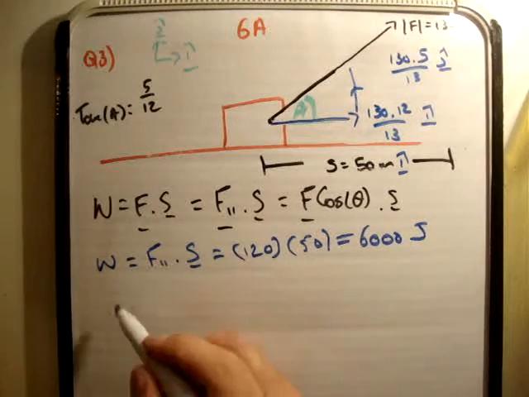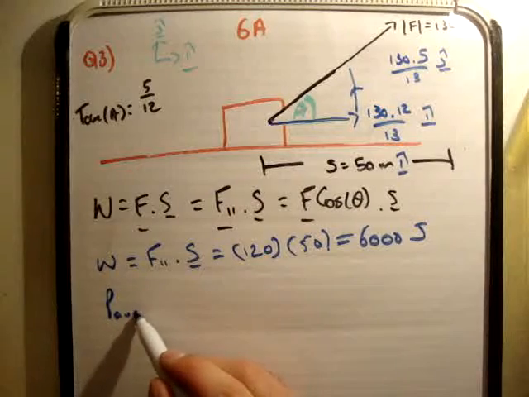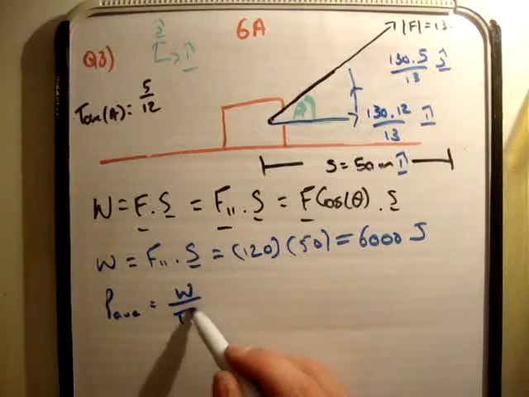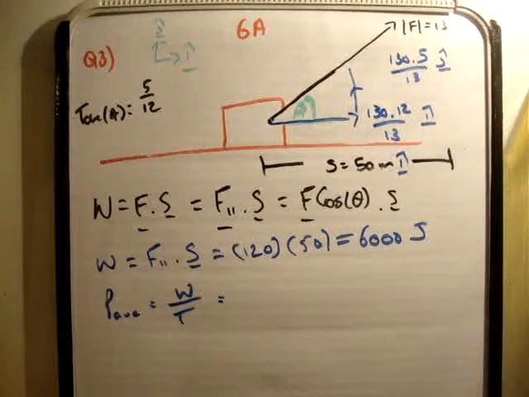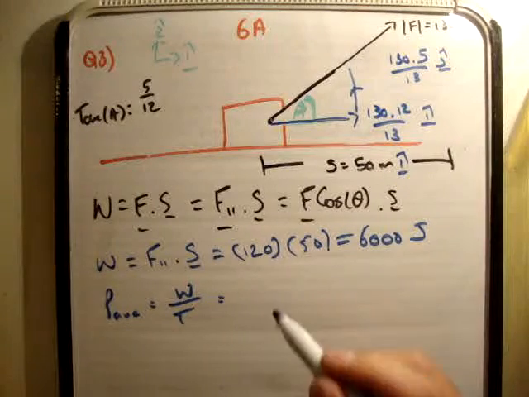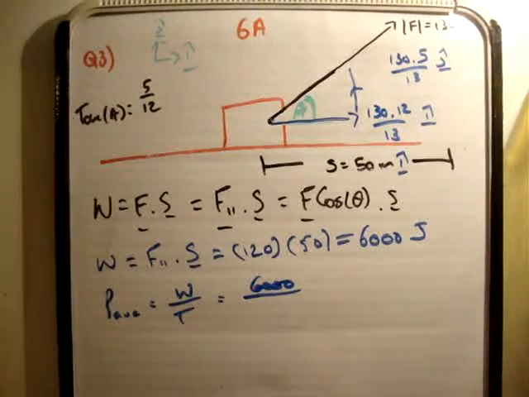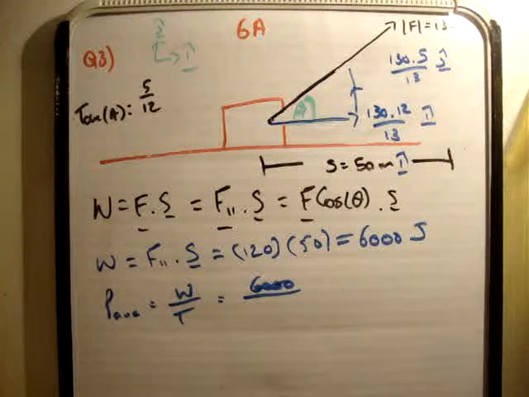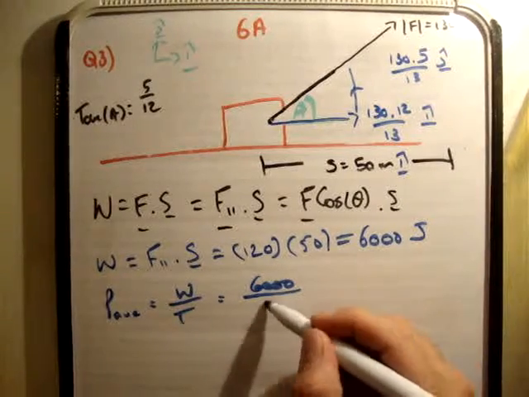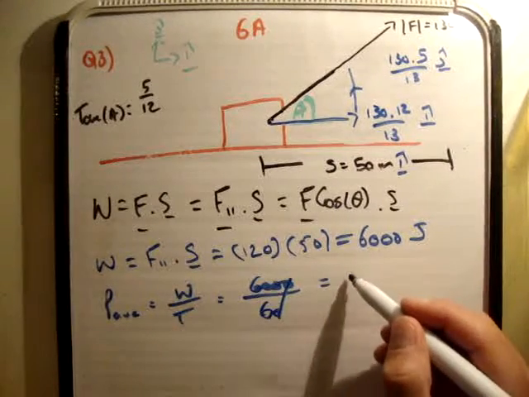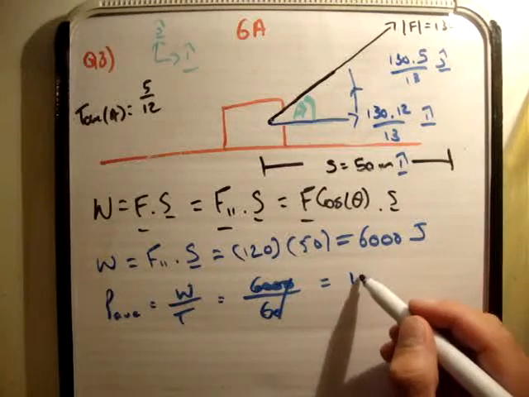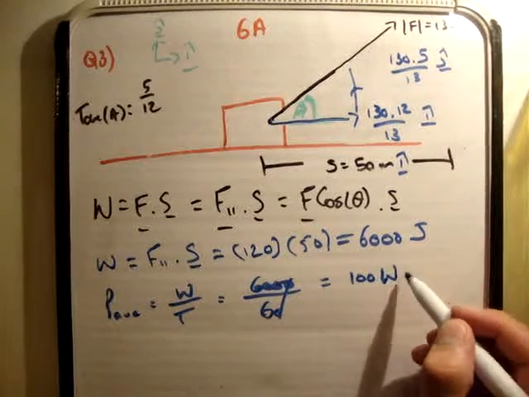Alright, the next thing is we want to get the power, so we find the average power is equal to the work done divided by the time. So we get 6,000 joules divided by 60 seconds, because of course we're talking about SI units, and the SI unit for time is the second. So we divide the two of those, and we get 100 watts.